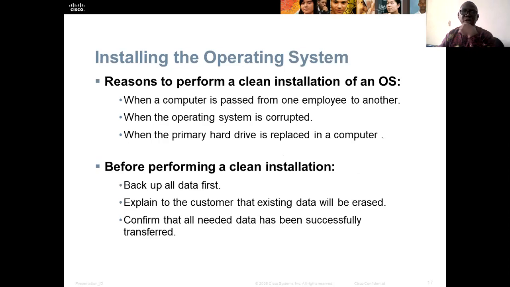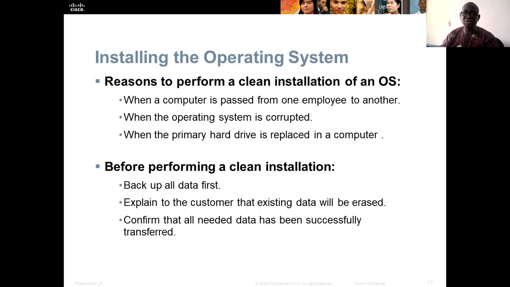Now, installing the operating system: reasons to perform a clean installation of an OS. These are the reasons you may want to consider. When a computer is passed from one employee to another, we need to perform a clean installation so that there will be no transfer of files to that individual, to the new employee.